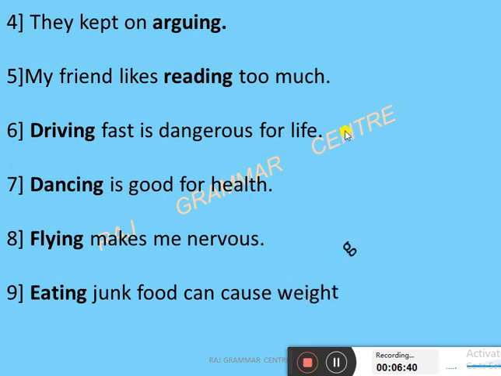Dancing is good for health. See, dancing, the ing form, is in the subject place, and "is" here is the main verb, right? Yeah. Flying makes me nervous. Flying makes: here the ing form flying is in the subject place, and "makes" is the finite verb.